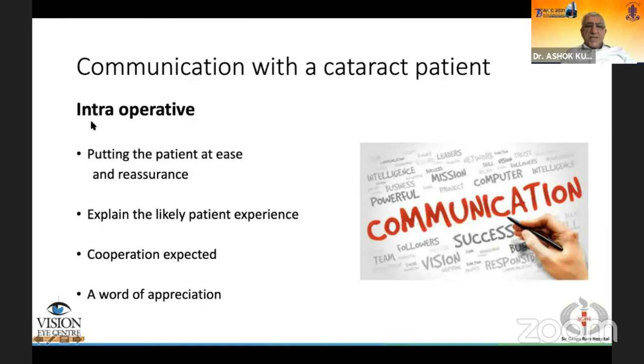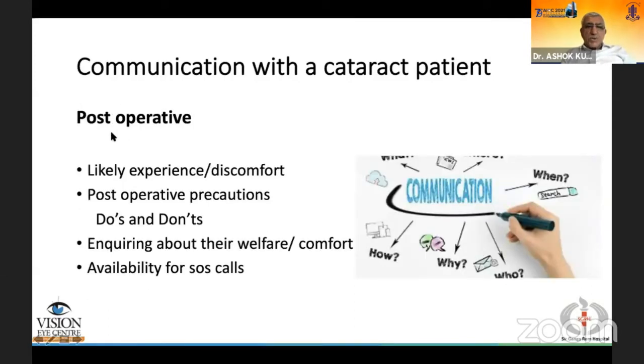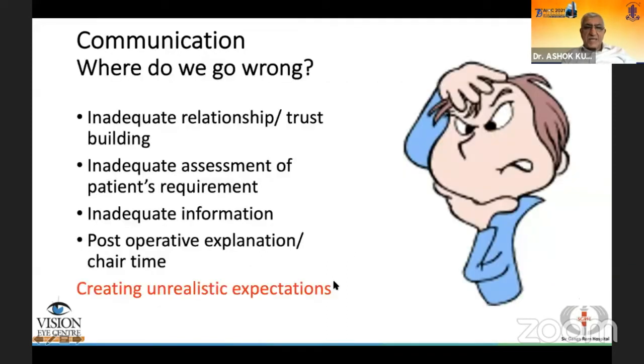It is also important during the surgery to put the patient at ease with reassurances, explain the likely experience, explain what you expect the patient to do, and a word of appreciation during and after the surgery. These go a long way in building the trust and a relationship of mutual support. The communication should also be post-operative with regard to his experience and discomforts that he may have, post-operative precautions that he needs to have, and some of your staff, if they inquire about their welfare telephonically, goes a long way in enhancing the patient experience. And availability of one of the staff for SOS calls or difficulties that may arise.